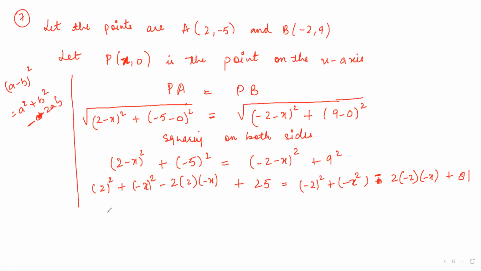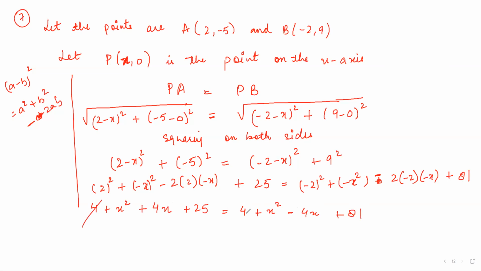So just solve it carefully. Now you have to be very careful with your signs, especially in this chapter. Plus and minus are very important. So this is 4 plus x square, then minus minus plus 4x, plus 25 equal. So again 4 plus x square, and then 4x, and plus 81.